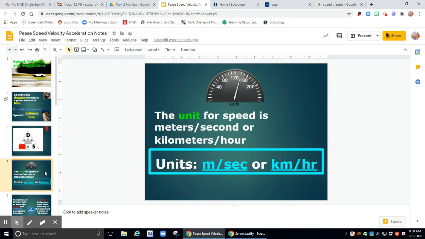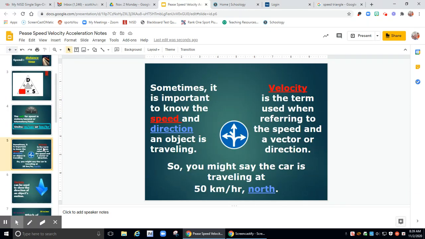The unit for speed is meters per second or kilometers per hour. Those are the SI or scientific units that we use in science. However, in our daily lives here in America, we measure things in the old English system. So you'll more commonly hear speed units referred to as miles per hour, or maybe even sometimes feet per second. But in science, we're always going to either use meters per second or kilometers per hour. All right. So that's speed.